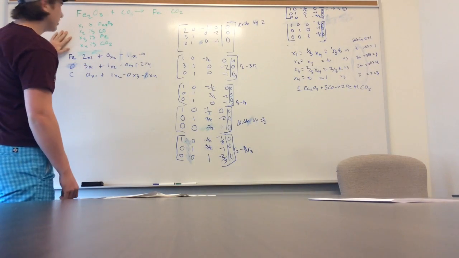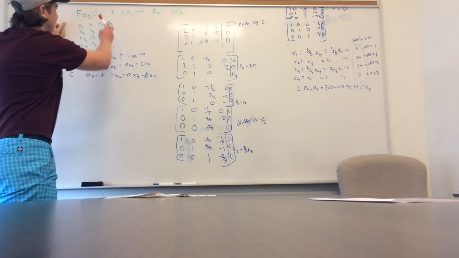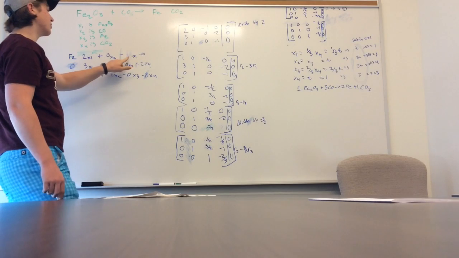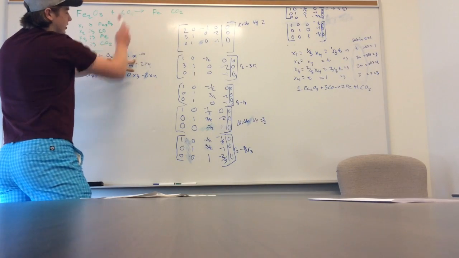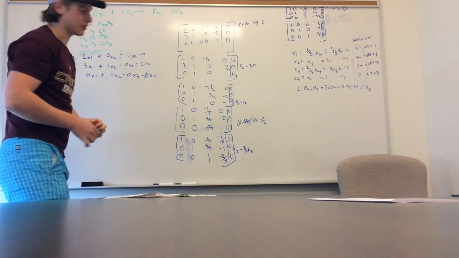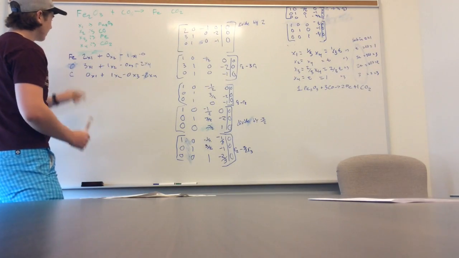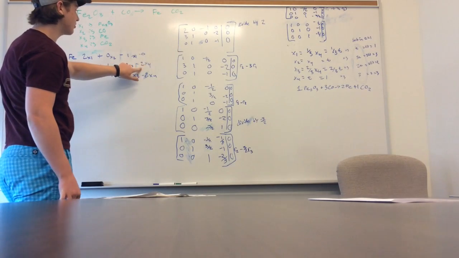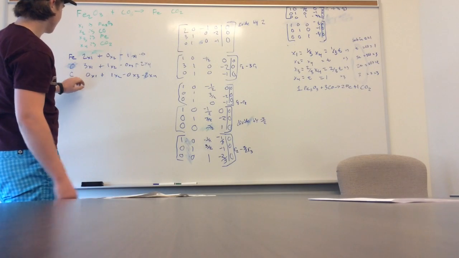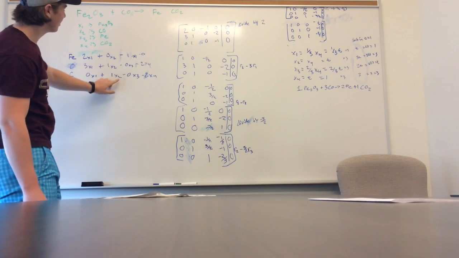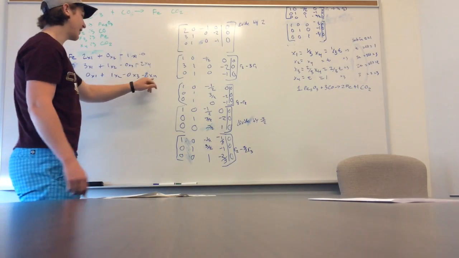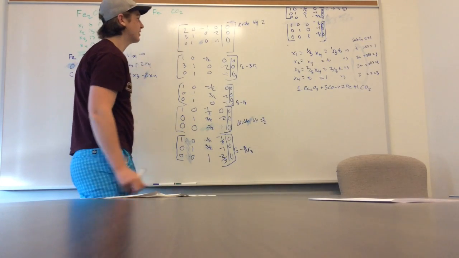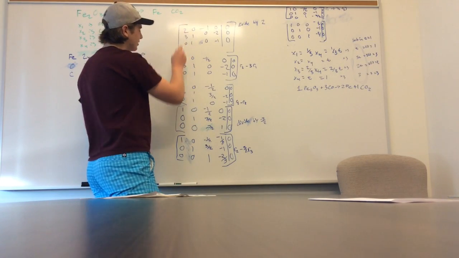So for Fe atoms in each molecule, there's 2 in X1, there's 0 in X2, there's -1 in X3 because we move it over to the other side, and then there's 0 in X4. And then for oxygen, there's 3 in X1, 1 in X2, none in X3, and then 2, which is a minus, in X4. And then same thing, carbon, 0 in X1, 1 in X2, none in X3, and -2 in X4.